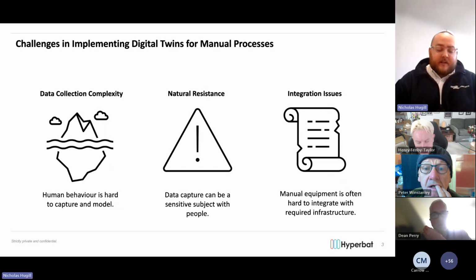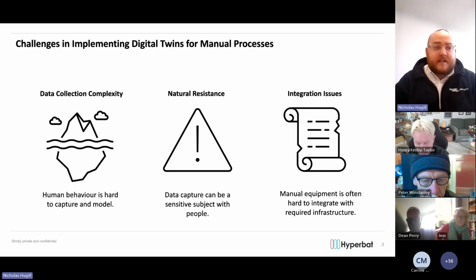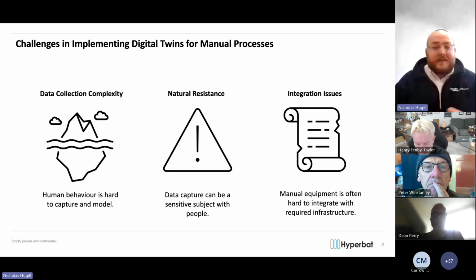Some challenges that we had when putting the digital twin in place is data collection complexity. So human behavior is hard to capture and model. If you've got a machine, the machine knows what it's doing most of the time. You can capture that data and you can translate that into your digital twin quite easily.